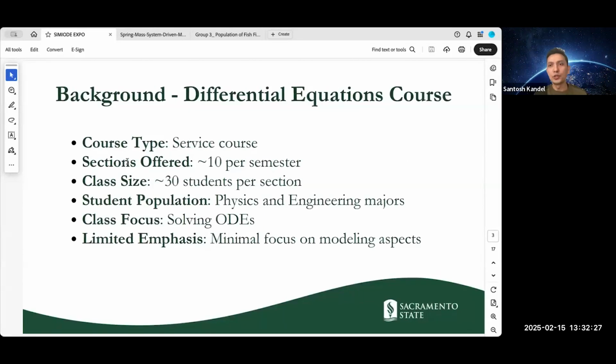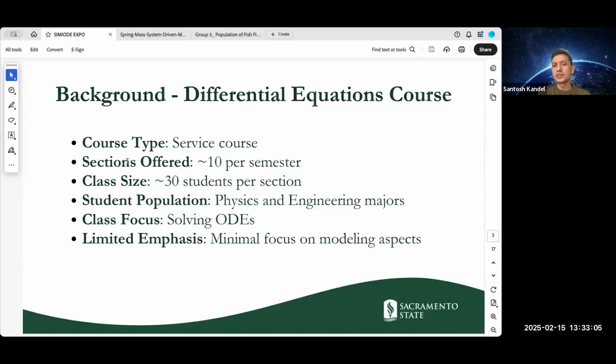Let me go to the class, the differential equation course. It is a service course, especially for engineering and physics and other majors. We have about 10 sections per semester and about 25 to 30 students per section. Since it is a service course, we get engineering students, physics majors, and sometimes math majors as well, but very rarely. And traditionally, the focus has been on solving ODEs.